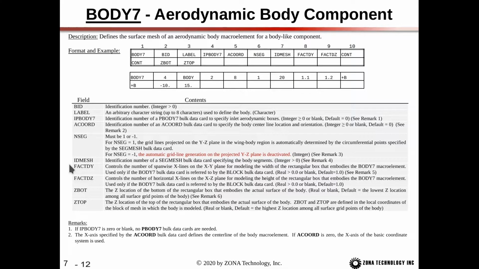The SEGMESH defines the body segment. Next is fact dy. This controls the number of span-wise X lines on the XY plane for modeling the width of the rectangular box that embodies the body 7 macro element. And this is only used if the body 7 is referred to by the block or the block T bulk data card. And then fact dz controls the number of horizontal X lines on the XZ plane.